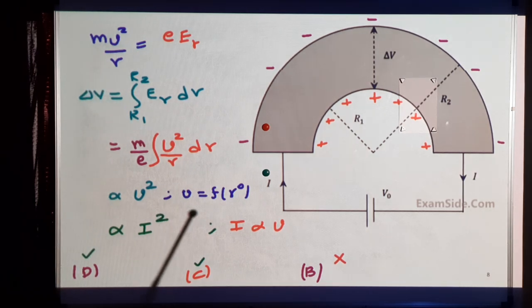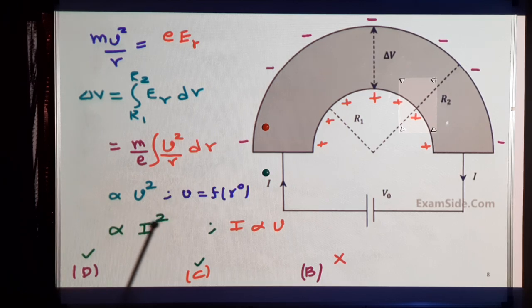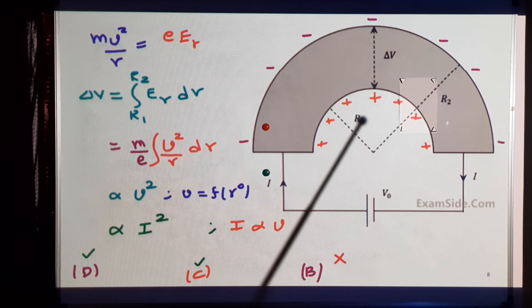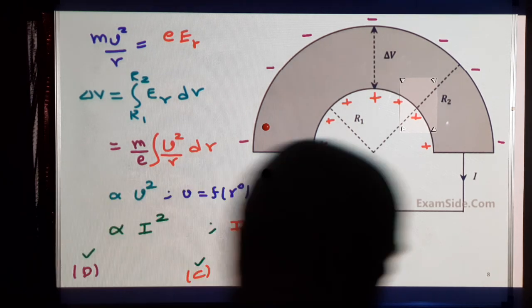And if you make the assumption that velocity is not a function of r, then it will come out of the integral sign, and we get the result that the potential drop in the transverse direction is proportional to v square. And if the velocity is more, it means current is more, because current is rate of flow of charge. So from that, delta V should be proportional to I square. So option D is true, and the positive plate is at higher potential. So the outer surface is at lower potential. So option C is true. B is false.